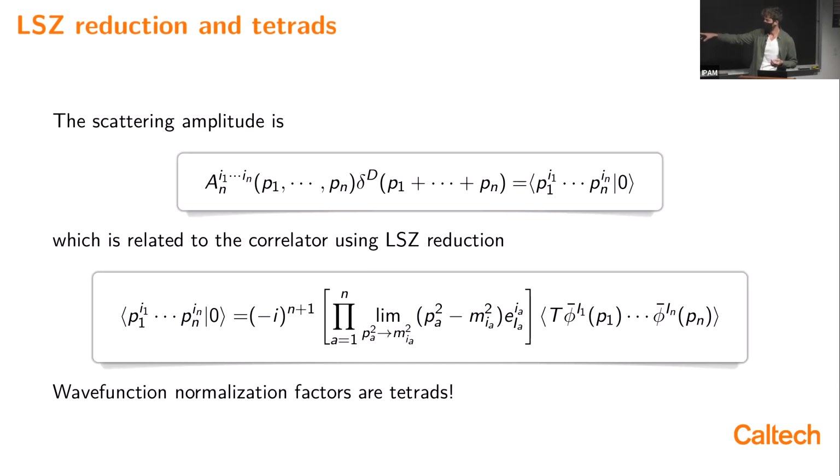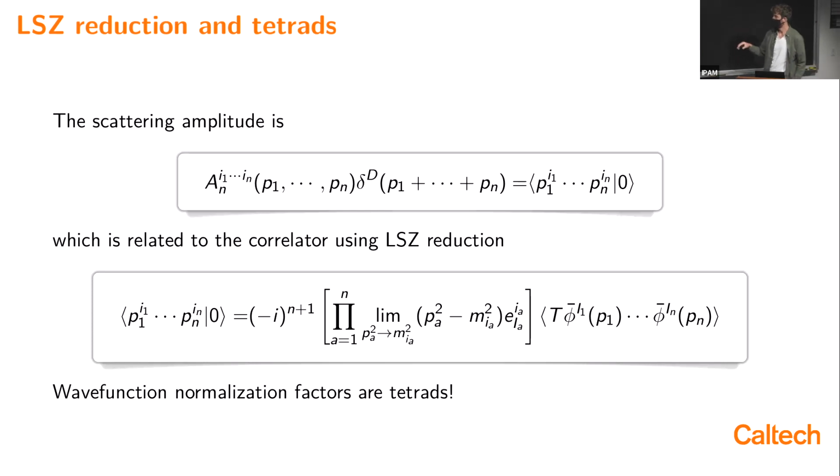The tetrad function shows up in the LSZ reduction formula as simply the wave function normalization factors, which is a trivial but cute result, I think. So if you're confused about the initial starting point and the things we show in amplitudes, it's simply these tetrads being used to contract or replace these indices here.